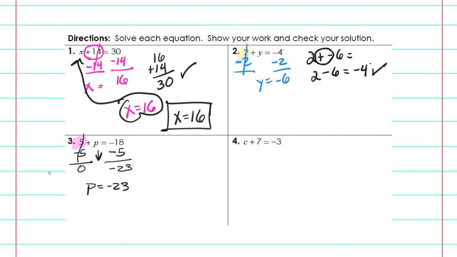Go ahead and check that by putting 5 plus negative 23. So putting this in for p in the problem, plus a negative we know is negative. 5 minus 23. Well, if I have $5 in my bank account and I charge my debit card for $23, my current balance in my bank account is going to be negative 18.